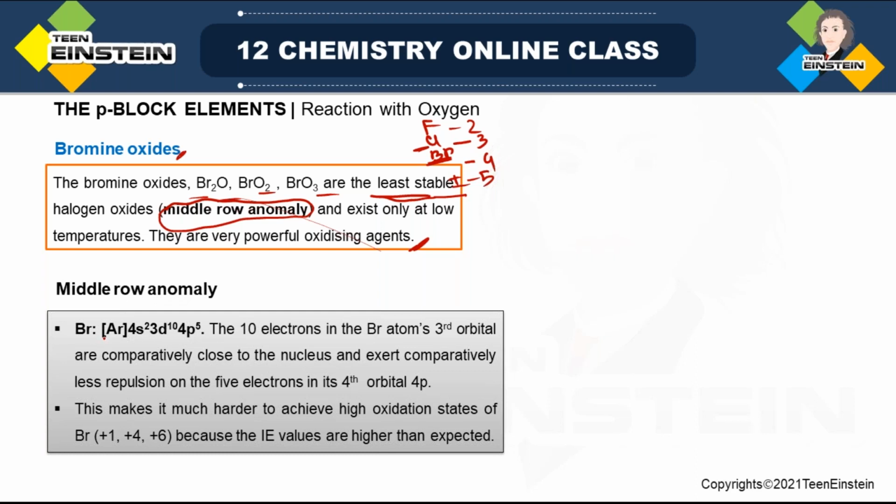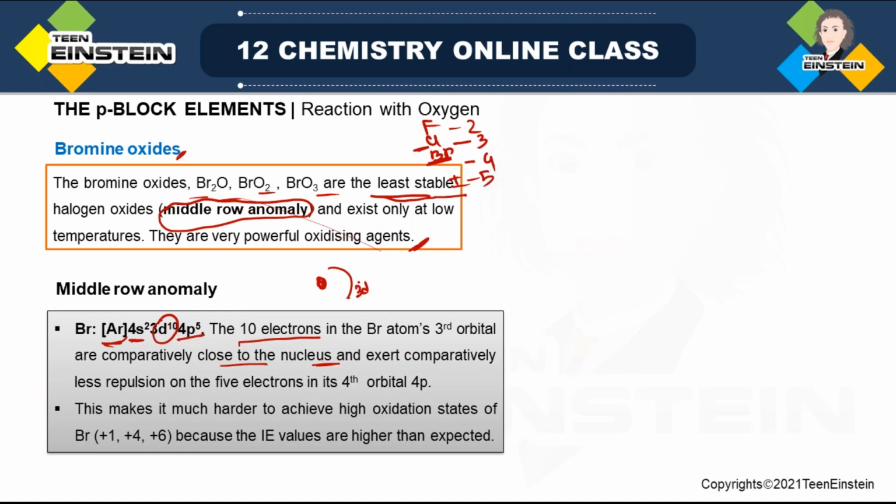First, look at the electronic configuration of bromine. After argon, 4s2, 3d10, 4p5. So valence shell configuration is ns2, np5, but it is from fourth period, so it will be 4s2, 4p5. But remember, we also have 10 d electrons. These 3d electrons are comparatively closer towards the nucleus. Suppose this is the nucleus, all these 3d electrons are very close.